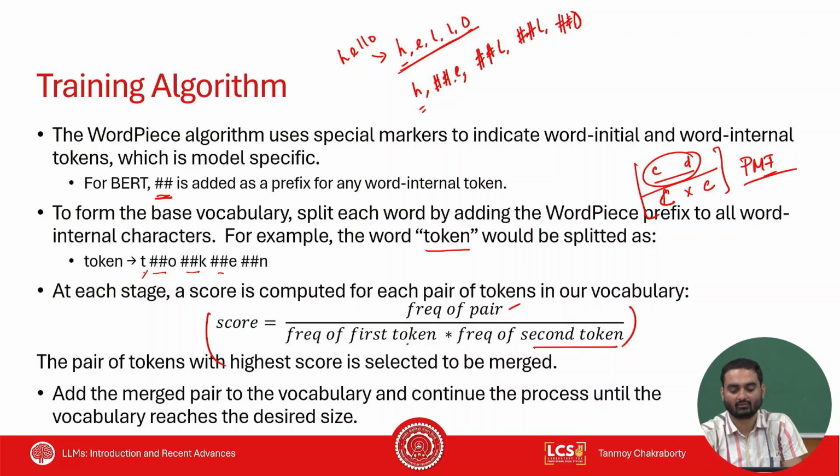What is the beauty of this one? The beauty of this score is that, let's say, even if a pair is highly frequent, if their corresponding constituent characters are also highly frequent, that specific pair will be penalized. Versus, let's say there's a case where the pair is not that frequent, kind of medium frequent, but the corresponding tokens are not that frequent. That particular pair will be given high priority. We'll discuss with an example.